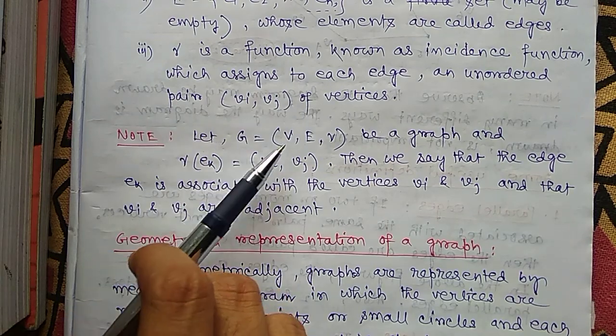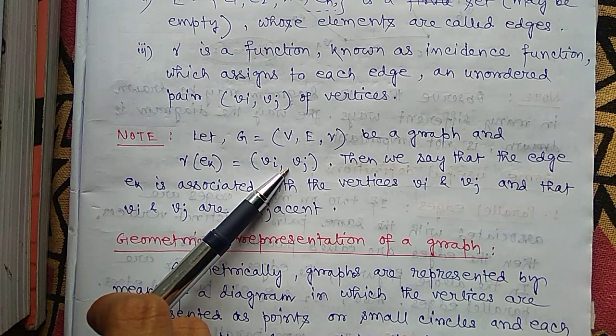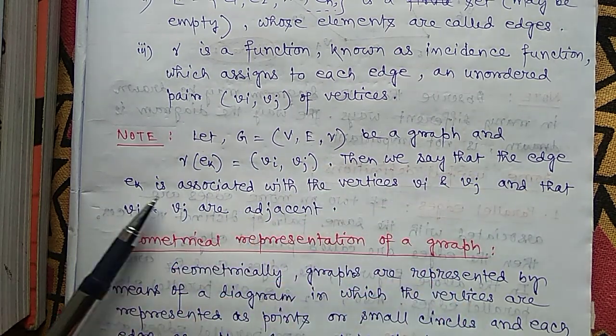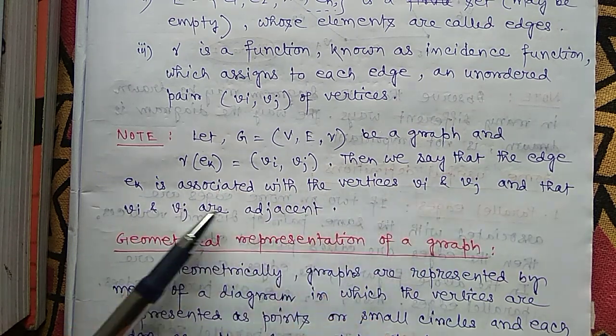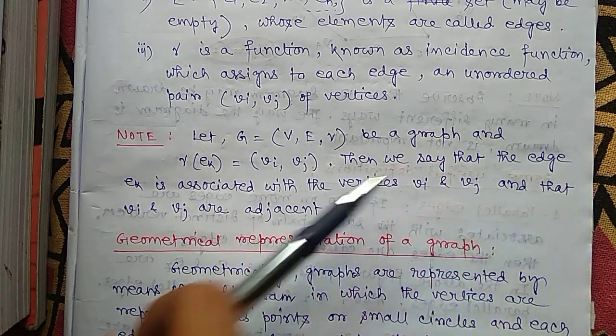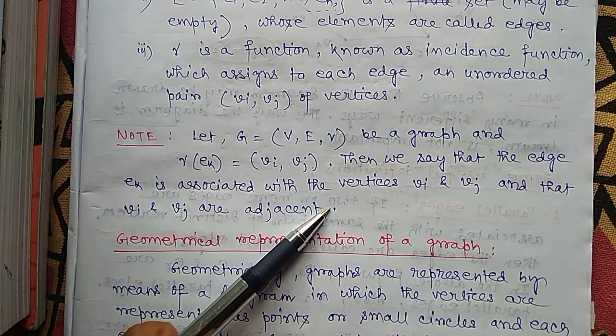Let G equals (V, E, gamma) be a graph and gamma of Ek equal to (Vi, Vj). Then we say that the edge Ek is associated with the vertices Vi and Vj, and that Vi and Vj are adjacent.